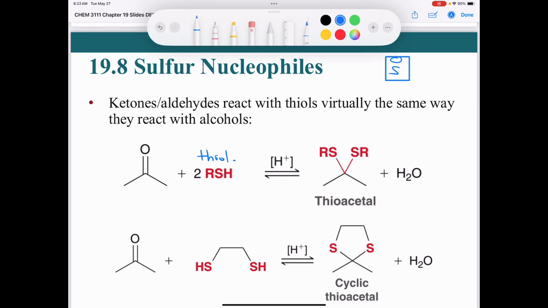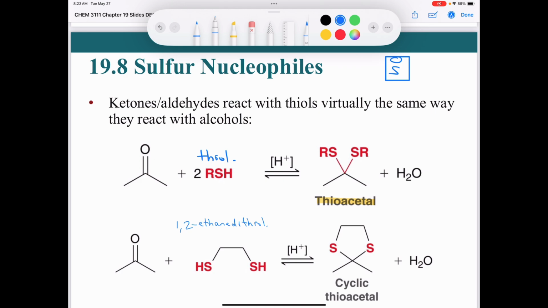So the mechanism is going to be the exact same as the formation of an acetal when you make a thioacetal. And just like we saw with our alcohols, we could use two equivalents of an alcohol, or we could use a diol like ethylene glycol. This would be called 1,2-ethane dithiol. Okay, the name isn't all that important, but in that case, you'd end up with a cyclic thioacetal.